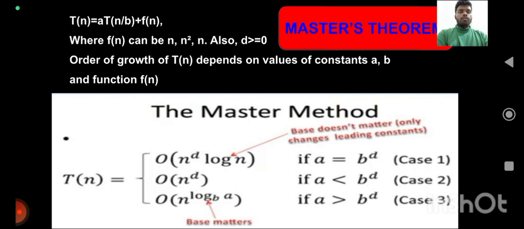The order of growth of T of n depends on the values of the constants a, b, and the function f of n. In the Master's theorem, we consider three cases. If a is equal to b power d, then T of n is equal to big O of n power d log n. In case 2, if a is less than b power d, we consider big O of n power d. And if a is greater than b power d, that is case 3, we consider big O of n power log a to the base b. And the merge sort falls under big O of n power d log n in this Master's theorem, and that is case 1.